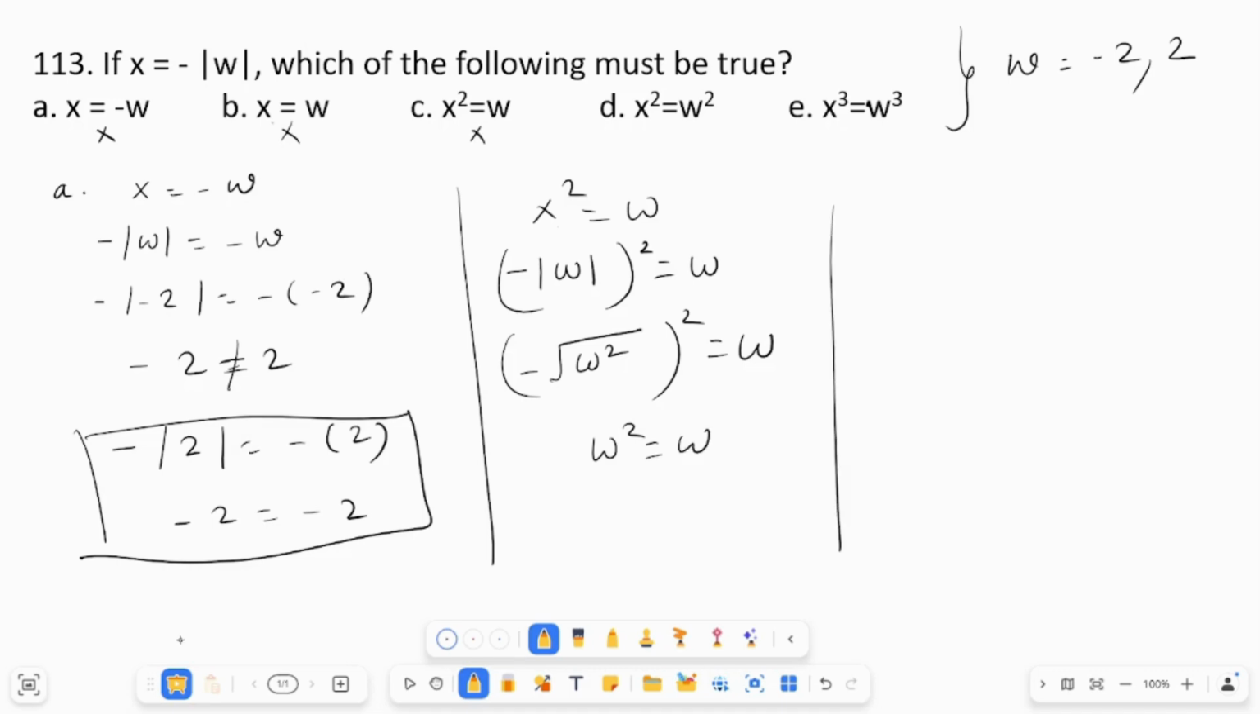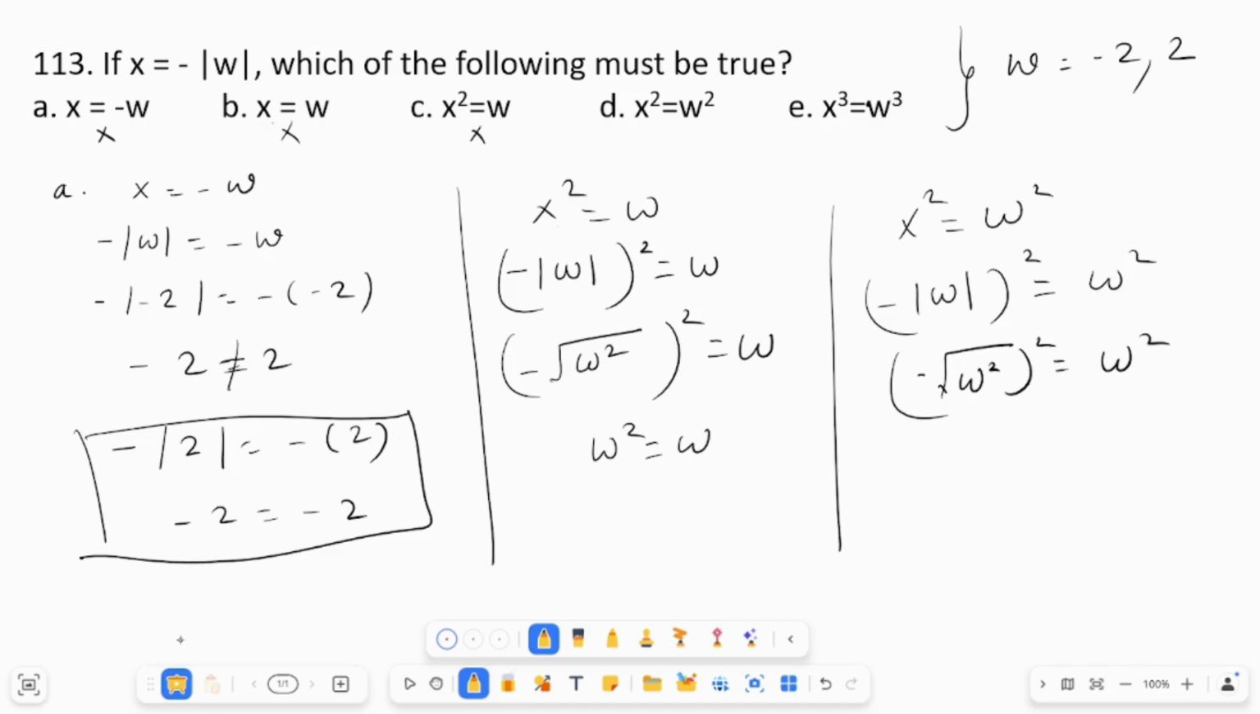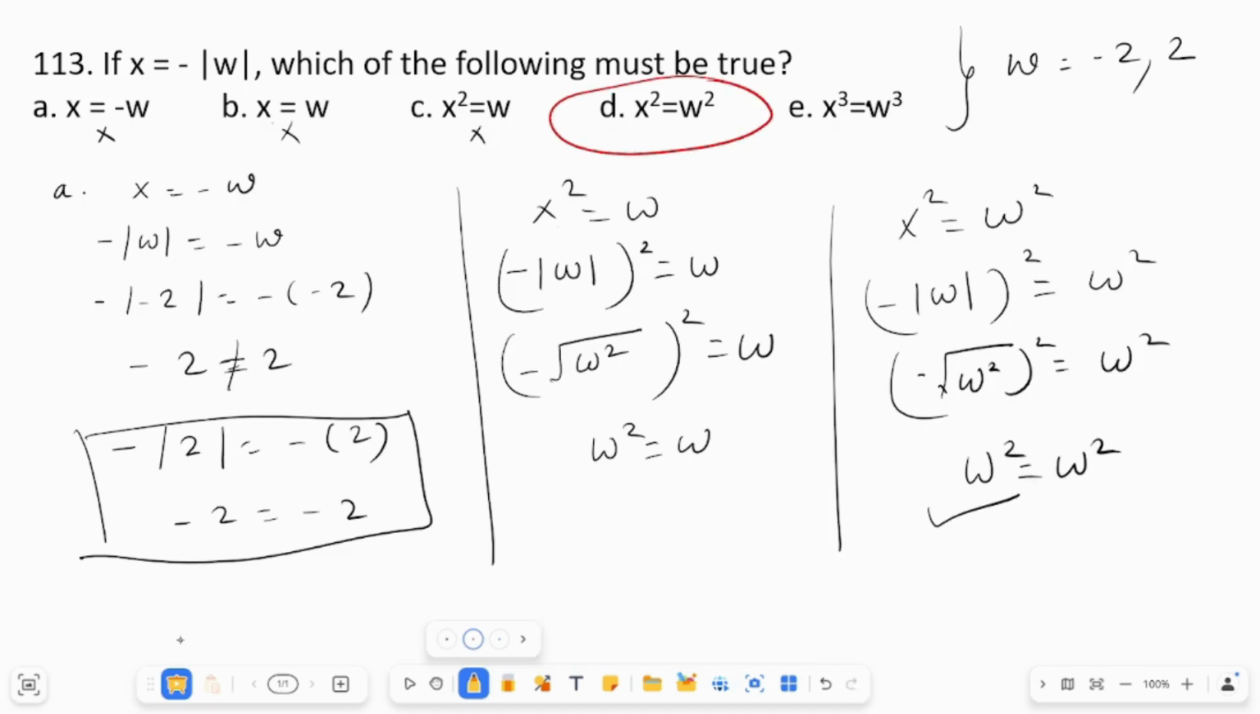Let's look at option D. It says x square is equal to w square. x is absolute value of w and then its square is equal to w square. Absolute sign means square root of w square and negative of this whole square is equal to w square. Square will cancel out negative and square root sign, so we get w square equal to w square, which is true. From this we can say that option D is correct.